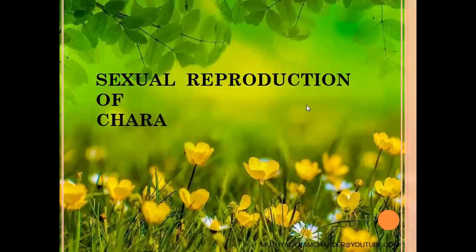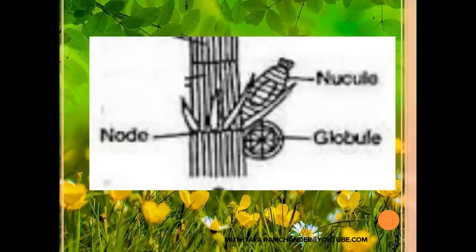Chara sexual reproduction. Chara sexual reproduction is done by the sexual organs. The sexual organs are two: globule and nucule. Globule is the male sexual organ of the Chara. Nucule is the female sexual organ of the Chara.